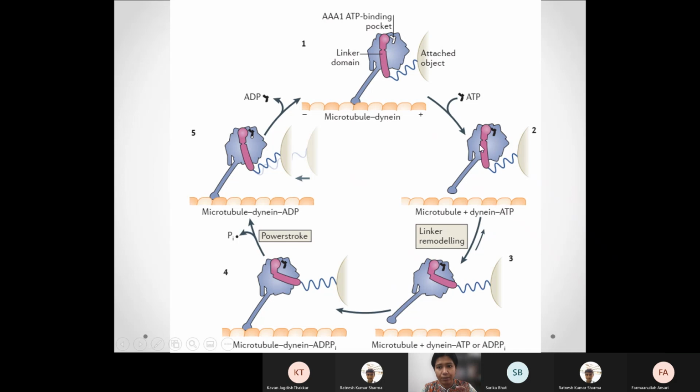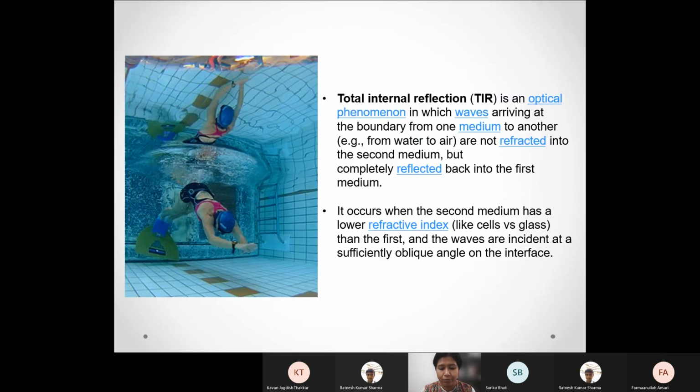So in each cycle, you can see the position of this linker domain and the position of the stalk keeps changing. This is a mechanical way of creating that motion, creating those changed conformations so that the dynein actually moves forward. We will look at it in greater detail soon.